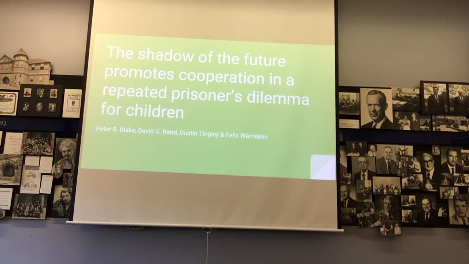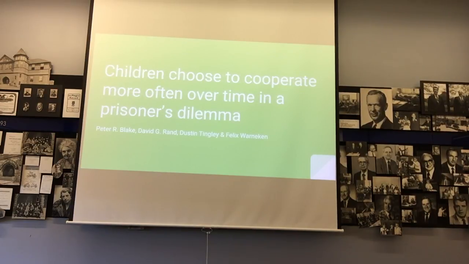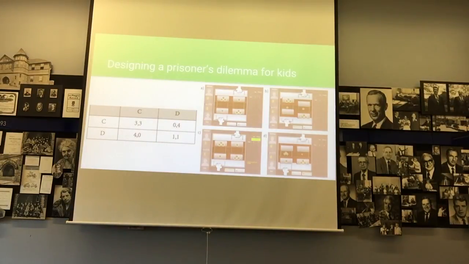The last paper is The Shadow of the Future Promotes Cooperation in a Repeated Prisoner's Dilemma for Children, or Children Choose to Cooperate More over Time in a Prisoner's Dilemma. So we're back to the original model of the Prisoner's Dilemma, where if you both choose to cooperate, you both make a certain amount of money. In this case, it was 3 points. If one of you chooses to cooperate and one of you chooses to defect, whoever cooperates gets nothing, and whoever defects gets 4 points. And if you both defect, you both get 1 point.